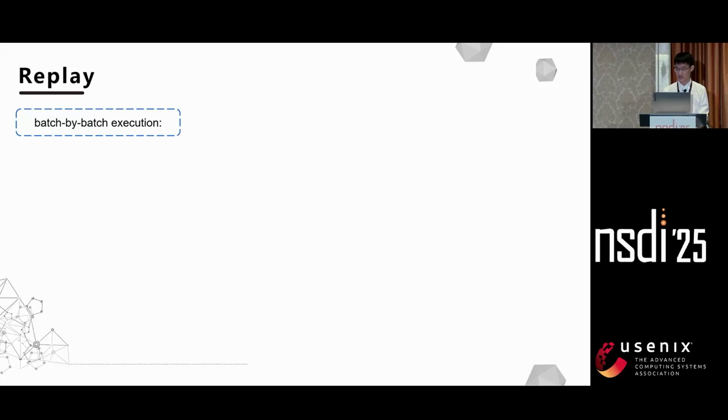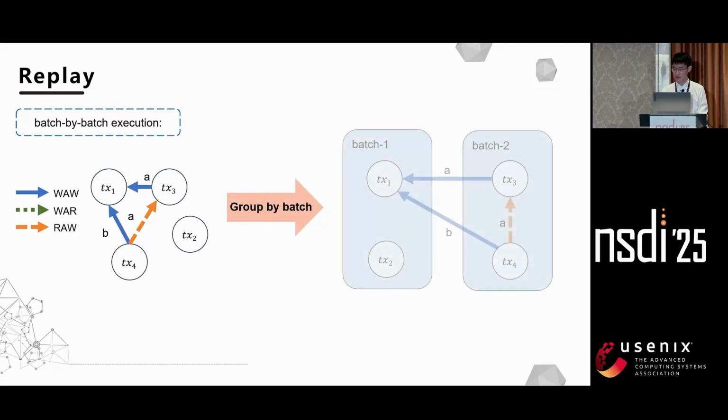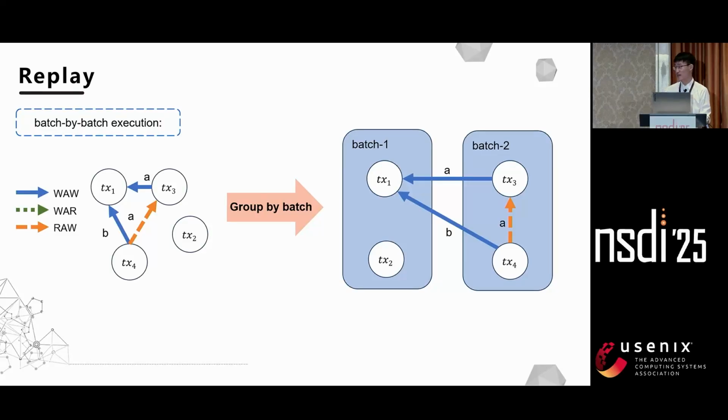We briefly illustrate batch by batch execution. Given the dependency graph, we can group transactions into different batches. Firstly, TX1 and TX2 satisfy the above rules. They are grouped into batch 1. When TX1 and TX2 complete, TX3 and TX4 satisfy the rules. They are grouped into batch 2. Transactions in the same batch can be executed in parallel.